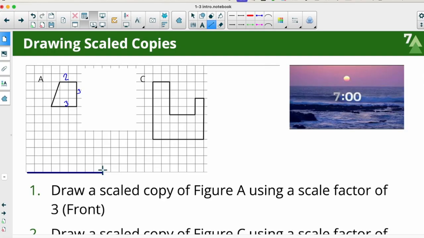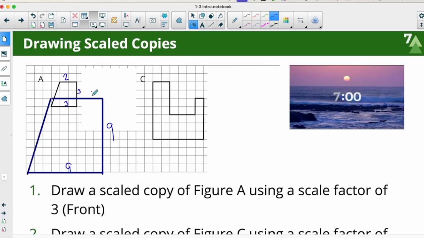The height will also be 9. Two times 3 is 6. And then connect it back down. So we have 9, 9, 6.